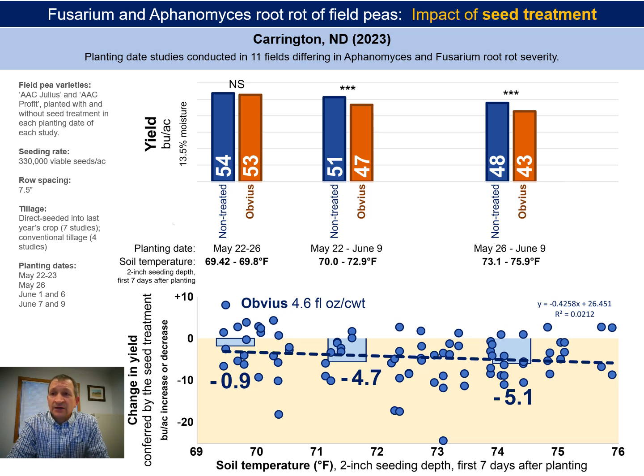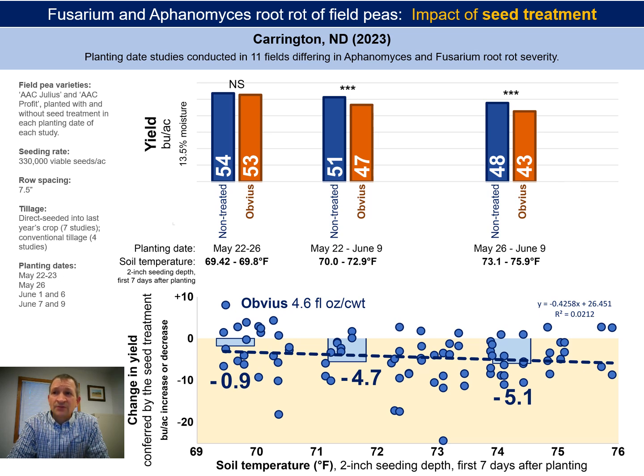All right, and the other thing I would mention is that we haven't tested any other soil seed treatment under these really warm soil temperatures. So really the take home here is that fungicide seed treatment is an excellent tool for increasing field pea yields in these fields with Aphanomyces and Fusarium pressure when you're planting early. Okay, and planting early is an excellent tool for mitigating Aphanomyces and Fusarium damage in these fields.